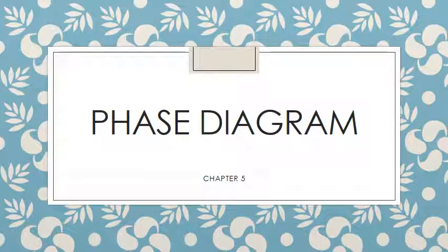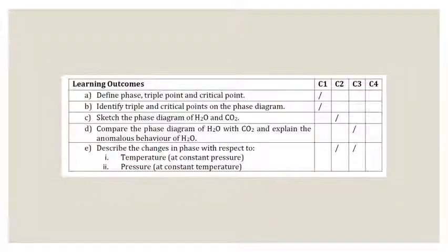So for today we are going to learn about the phase diagram, the last subtopic of chapter 5. Okay, so first let's see the learning outcome. The learning outcome for it is define the phase, triple point and also the critical point. And then we have to identify the triple and critical points on the phase diagram. After that, you have to sketch the phase diagram of water and CO2.